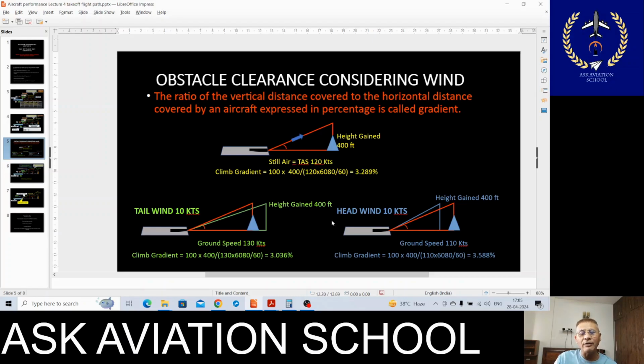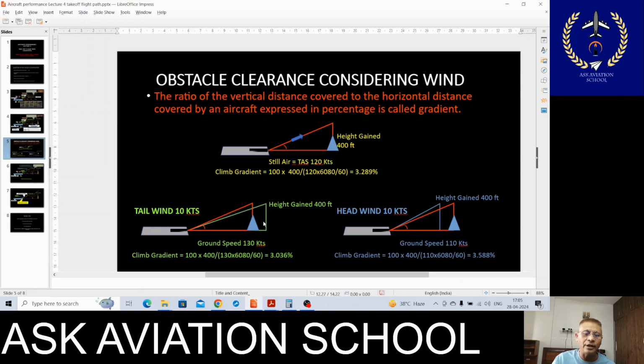But now in case of a headwind, let us consider a similar headwind of 10 knots. Since I am having a headwind of 10 knots, my ground speed for the TAS of 120 knots will be 110 knots. Converted into gradient using the same principle, it becomes 3.588. So by the time I reach the obstacle, the clearance is much more as compared with the tailwind.